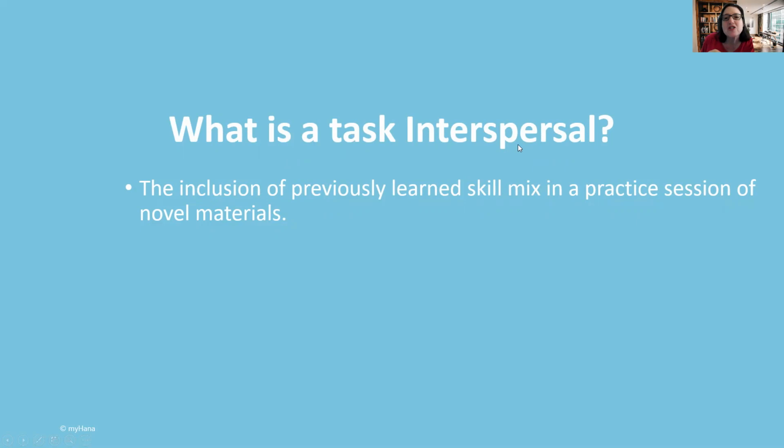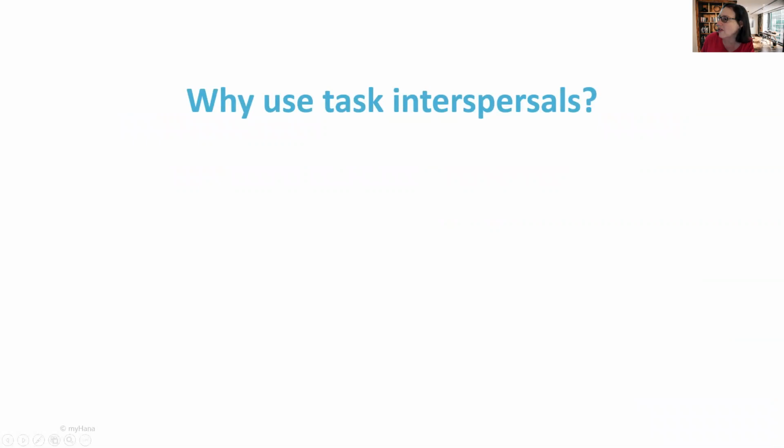What is task interspersal? Let me say that again, task interspersal. It's the inclusion of a previously learned skill mixed into a practice section of novel or new materials. So why use this? Well, it permits the learner to engage in a previously mastered task so they don't forget it. So if they can now touch red, you have them touch red, next go blue, touch red, then blue. So they can still maintain that skill, and they should be able to do the interspersal task at 100%.